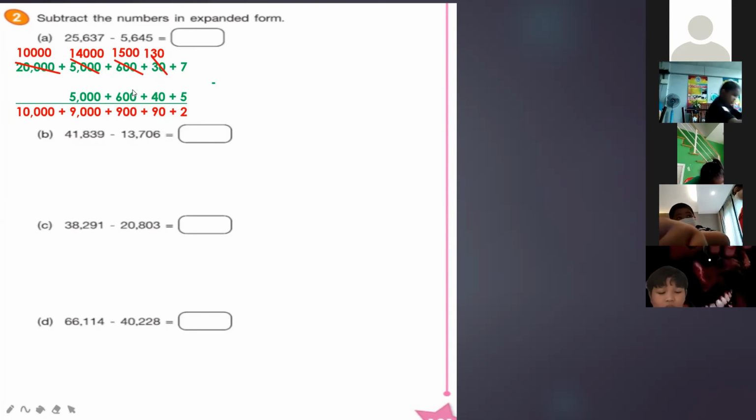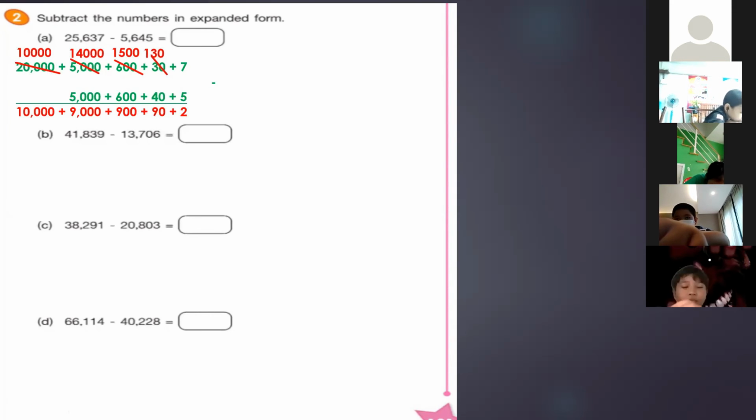And 500 is smaller than 600, so we have to borrow 1,000 from 5,000. So 5,000 will become 4,000 and 500 will become 1,500. So 1,500 minus 600 is equal to 900, and 4,000 is smaller than 5,000. So we have to borrow 10,000 from 20,000. So 20,000 will become 10,000 and 4,000 will become 14,000.